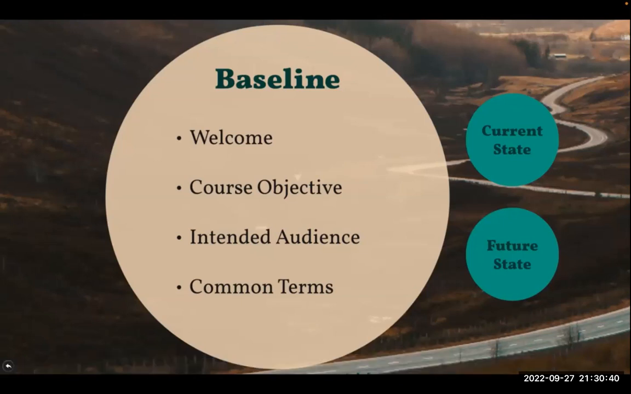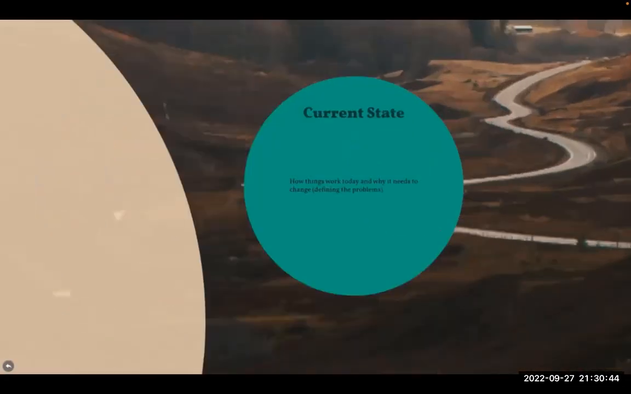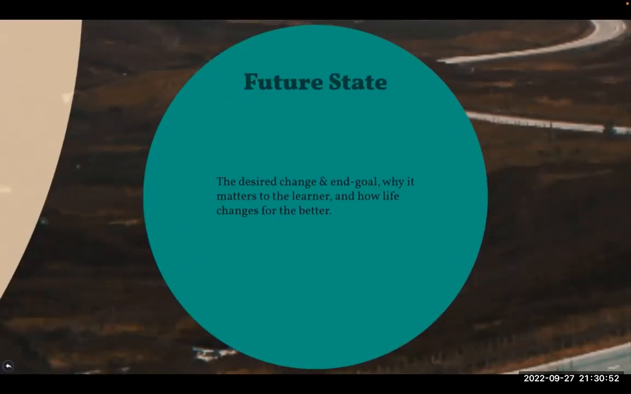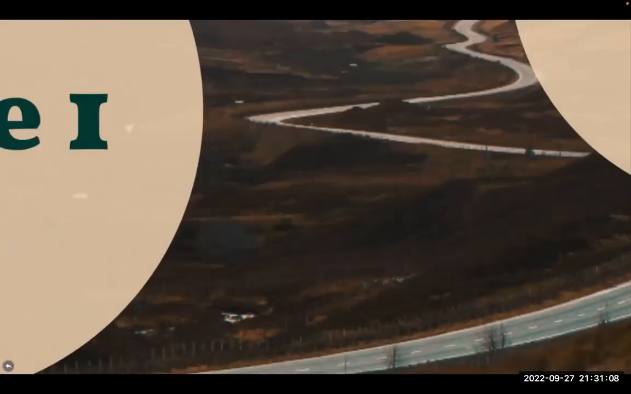Also in the baselining phase is the current state definition and the future state definition. Now the current state is just how things work today and why it needs to change, so you're defining the problems right off the bat. The future state is the desired change and the end goal, and why it matters to the learner and how life changes for the better. So in the baseline phase, you are making an argument for your course and why this content is important. And this is important for establishing buy-in from the learner.